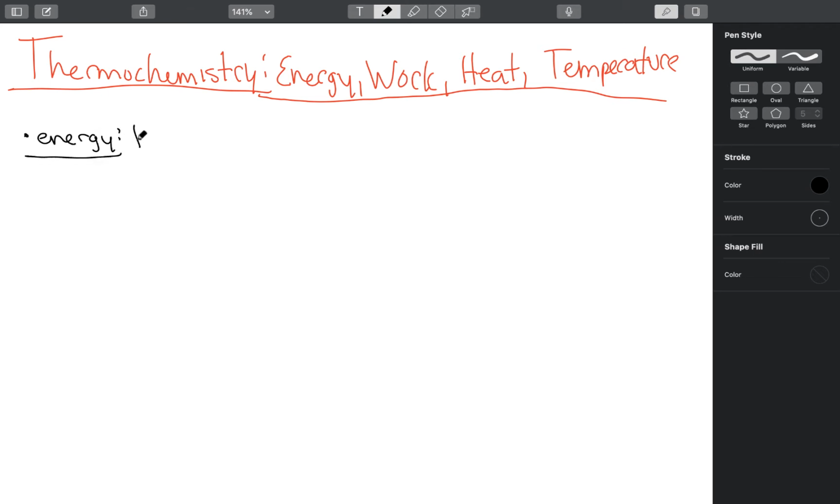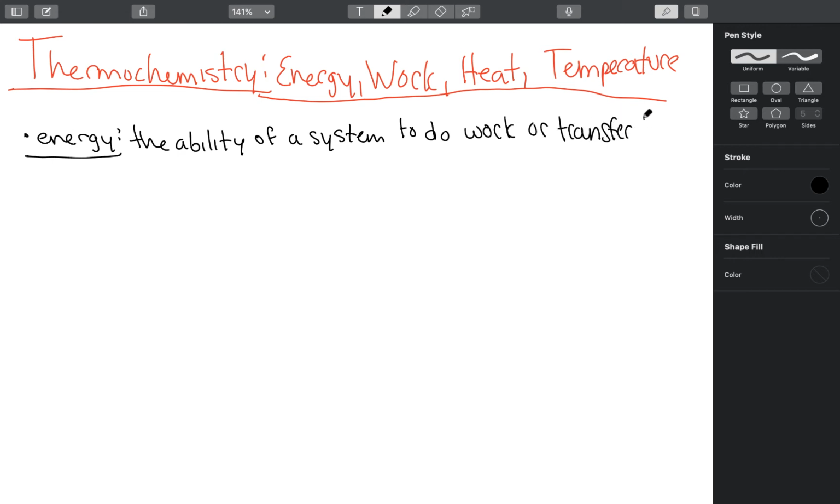Energy is the ability of a system to do work or transfer heat. So what is work and heat? Well, let's begin by first talking about work.